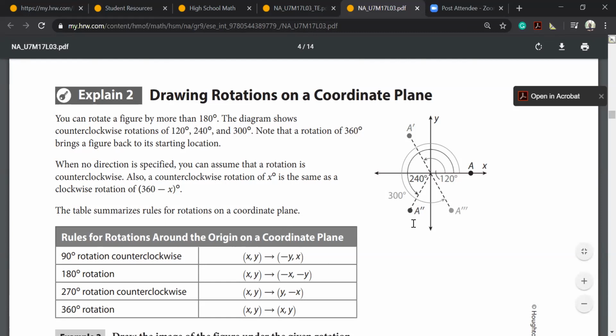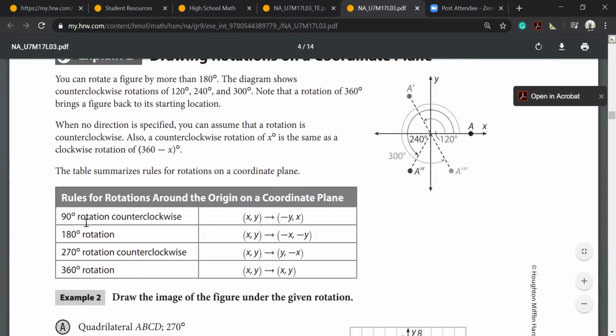Let's read it together. If I want to do a 90-degree rotation counterclockwise, X and Y are going to flip and add a negative. I flipped, I will switch Y and X, and then I will add a negative to Y. If it was 180-degree rotation, I will leave them as they are, and just add a negative for X and a negative for Y.